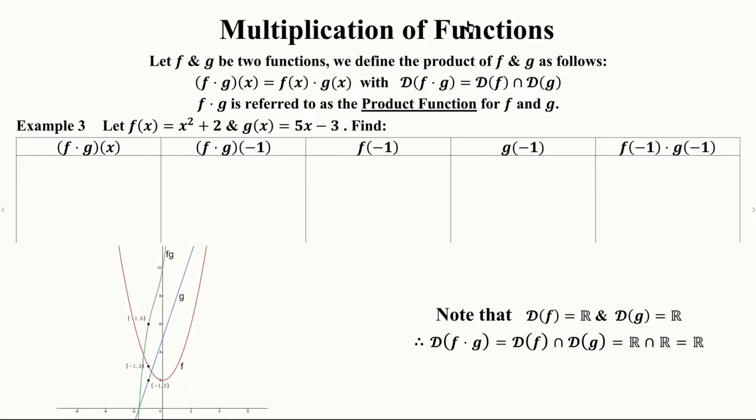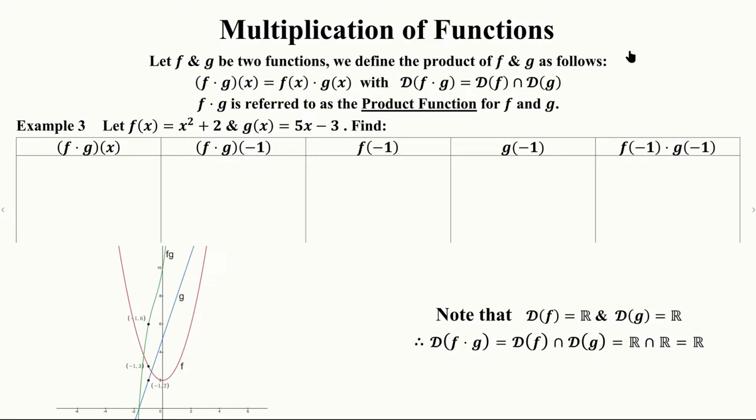Next, we have the multiplication of functions as an operation. And if f and g are two functions, we define the product of f and g, or f times g of x, to be f of x times g of x. Again, with the domain of the product being the intersection of the two domains. Now, f times g is referred to as the product function for f and g. So here we're looking at the same two functions, but this time we're going to look at the product function.